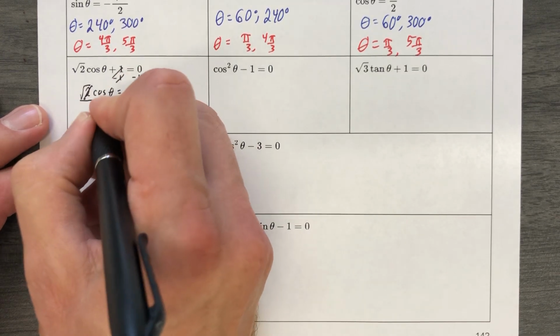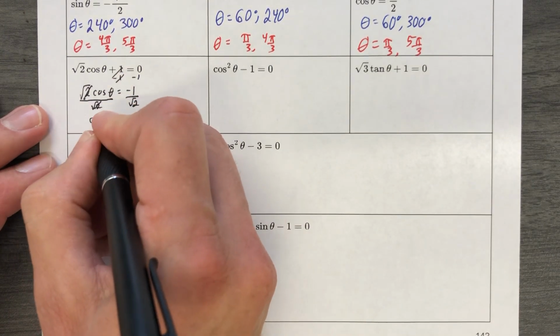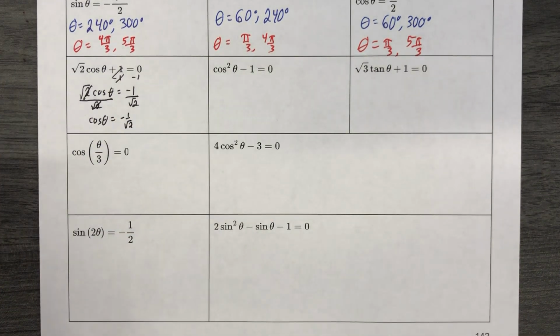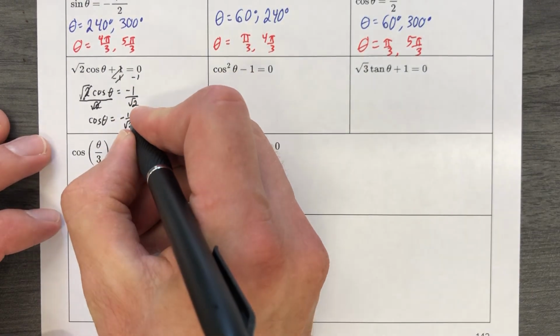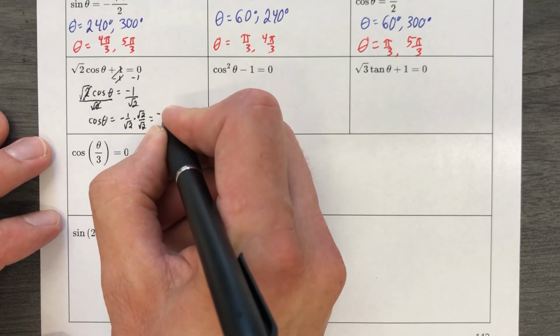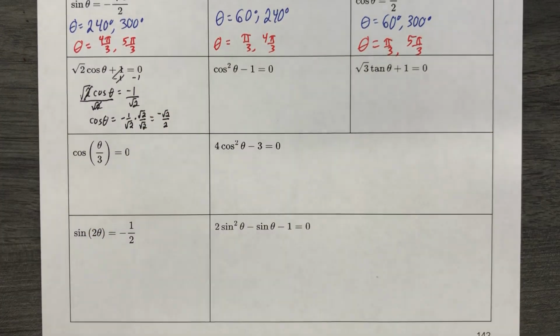Okay, fair enough. And that gives me cosine theta equals negative 1 over square root of 2. Now we'll find it on the unit circle. I don't see it. That's okay. We can do this. Let's rationalize this denominator. We're going to multiply by the square root of 2 over the square root of 2. That gives us negative square root of 2 over 2.